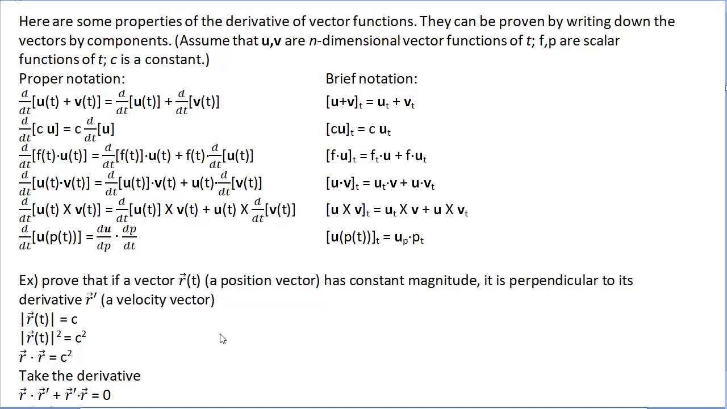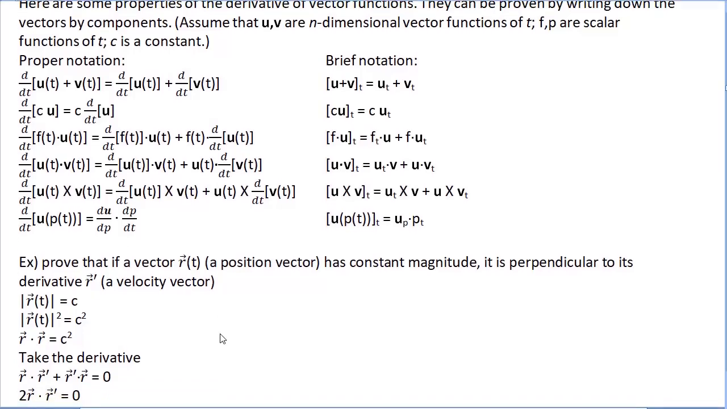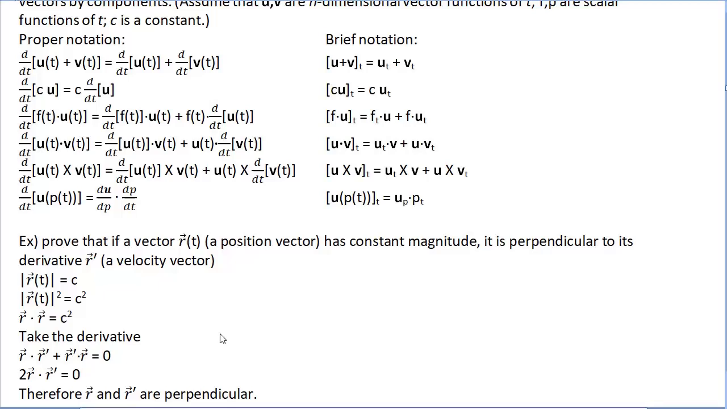On the left side, using prime notation for derivatives, we get r dot r prime plus r prime dot r. Now we also know, from our rules of dot products, that the dot product is commutative, so those are actually both the same thing. That says 2 r dot r prime equals 0. That immediately tells us that r dot r prime is 0, and we know that when the dot product of two vectors is 0, they are perpendicular. Therefore, r and r prime are perpendicular, and so we've proven our little fact.